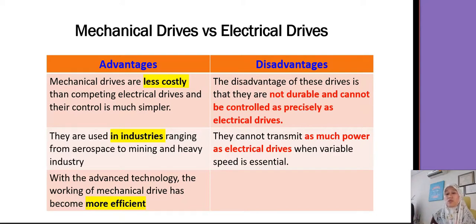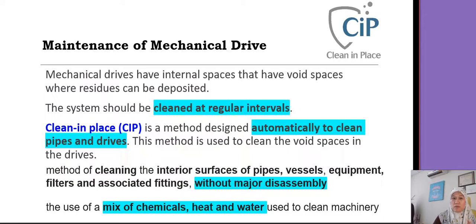Usually it's not durable because it involves all the mechanical parts, and cannot be controlled as precisely as the electrical drive. In electrical drive, you have all the control system and all that, but in mechanical drive, it's hard to get to the precise value that you want. It's always in a tolerance or range value. And it cannot transmit as much power as electrical drive. So that's the difference in advantages and disadvantages.